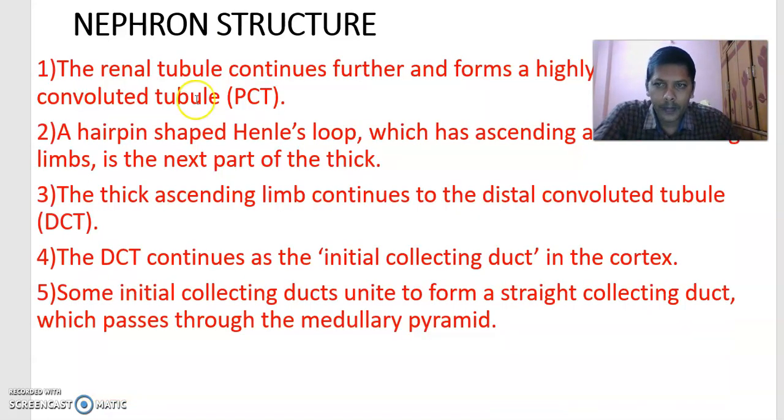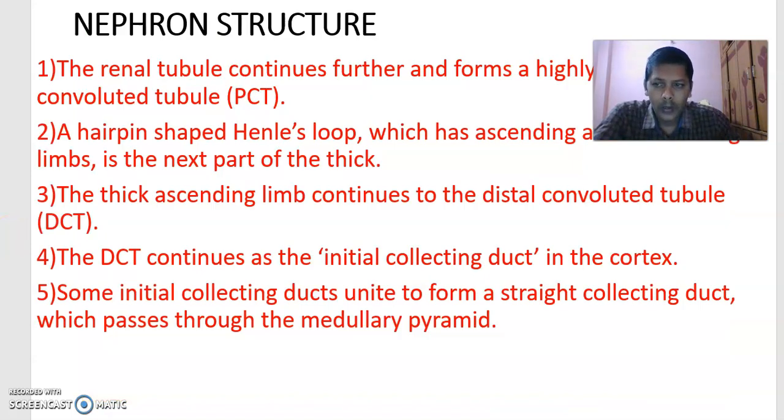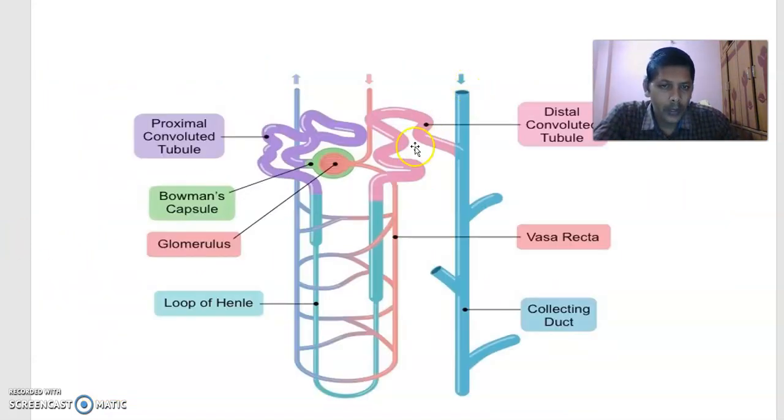The renal tubule continues further and forms a highly coiled proximal convoluted tubule, PCT. It continues further from the Bowman's capsule. The next part after the Bowman's capsule is PCT. It is a part of the renal tubule. You can see here, this is the Bowman's capsule, then this is the proximal convoluted tubule.